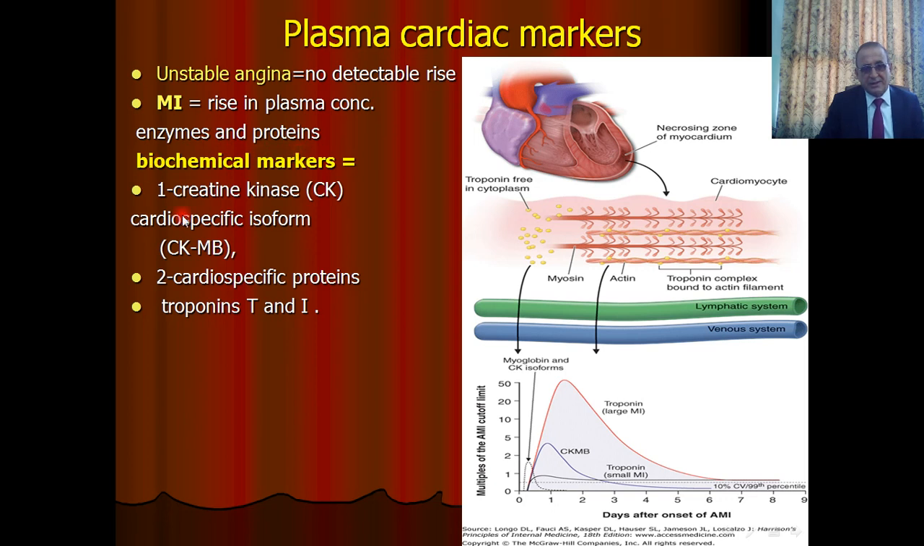The first is creatinine phosphokinase, and it has many types. The M form is the cardiospecific, and you have cardiac specific proteins called troponin T and I. These are released to the circulation after myocardial infarction. Level of these or detection of these indicate that there is myocardial necrosis.